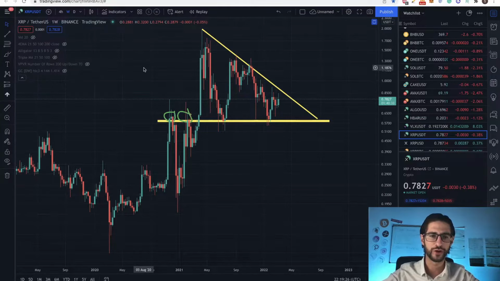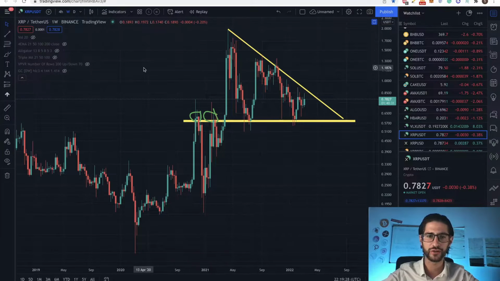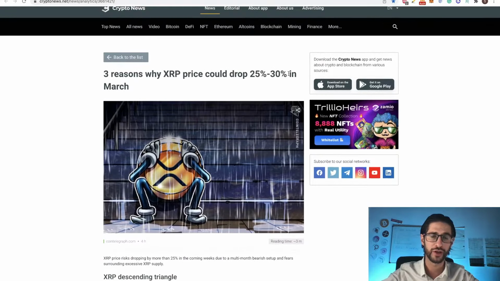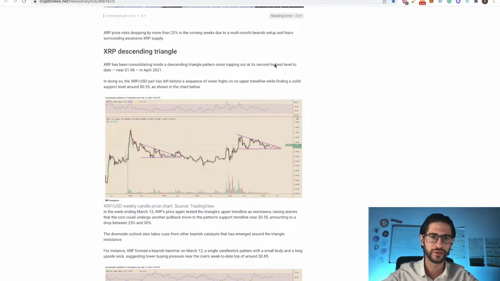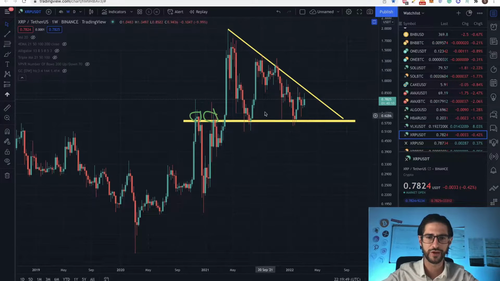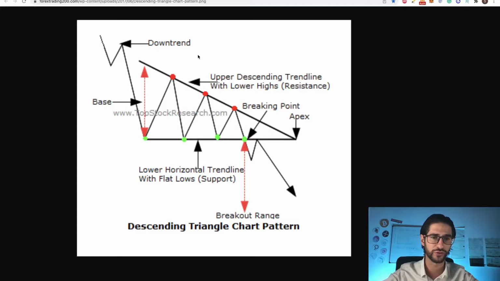Hey guys, I will be covering first the weekly chart of XRP against USDT here. One of the news that already happened is about why XRP price could drop 25 to 30% in March. There are three reasons according to this article, but the most important reason is that XRP is inside a descending triangle, which is the same that I marked here on my chart. And even if that is correct, this is a bearish pattern. We can see how the descending triangle works here.